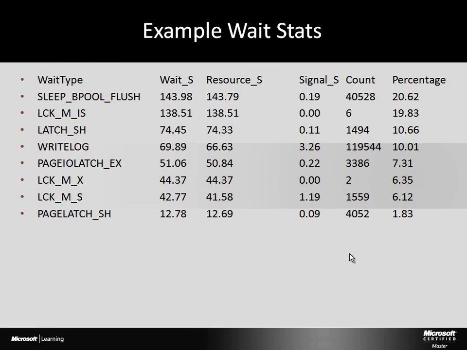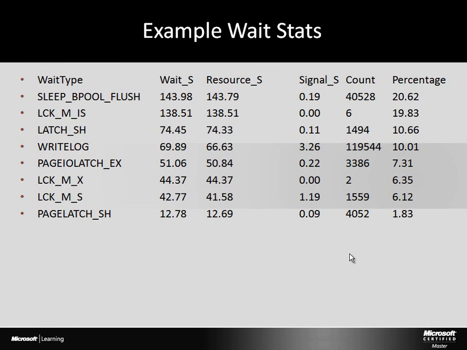So on this particular system you can see that the buffer pool flush wait is the highest wait, and that's waiting for buffers to be written out of the buffer pool. Now we can also see some locking waits there. Now for instance, you can see down there the share mode lock waits.